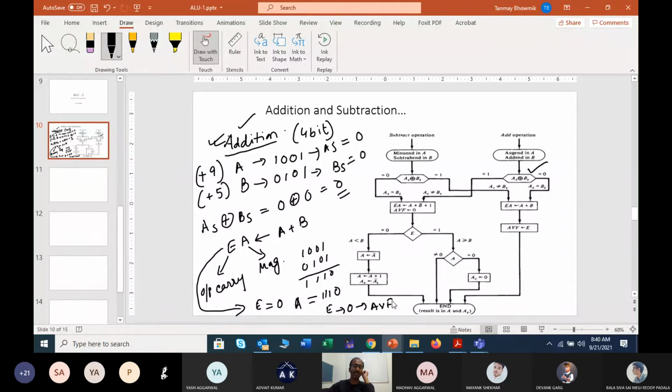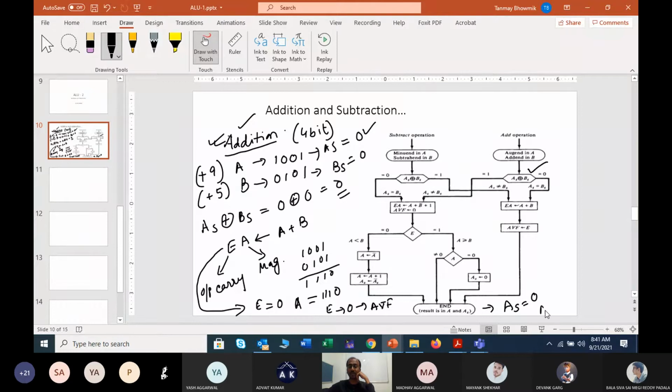And what was my AVF? It was the add overflow flag. That means no overflow has happened in this case. So simply, if you now consider what should be your result at the end, your result has come at the end from this arrow to this arrow to this zone. So now what you will do? In AS, what has been stored? In AS, still 0 has been stored. Nothing has been changed. So it should be AS is equal to 0.